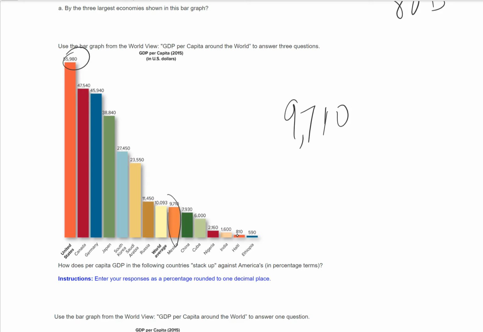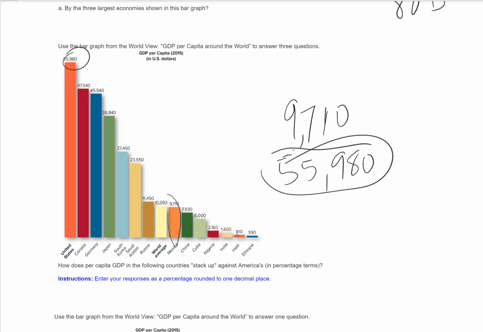9,710 billion, by the way. Out of, per capita, it's not billion, it's thousand. Out of the 55,980 that America has, and it's a ratio. We're relating those two numbers. We're saying what portion of this total is represented by this 9,710. So again, we just do simple division there. You can run it through your calculator and see it easily.